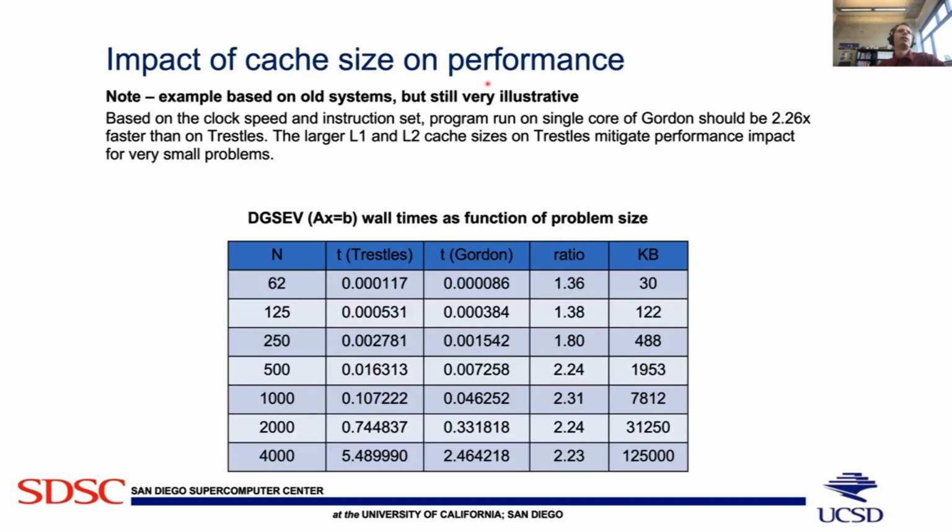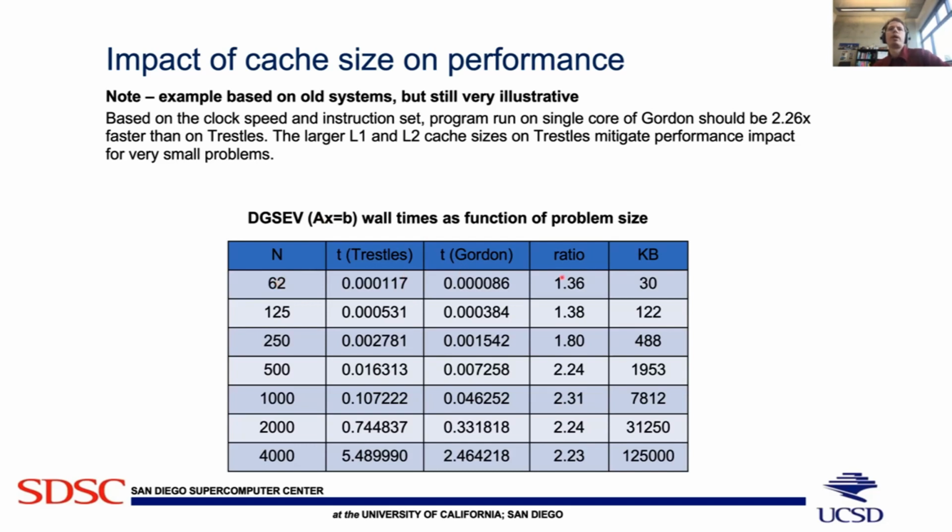And you can see then the impact of cache sizes on the performance. So this is here an example based on the old systems that we had. So you see compute time for Trestles and Gordon. So these are old machines. Like I said, Trestles is actually the older AMD system. And here is a DGESV. So that's a solver for solving systems of linear equations. So it's basically a dense linear algebra problem. And the n is the dimension of these matrices, of the matrix A, I believe.